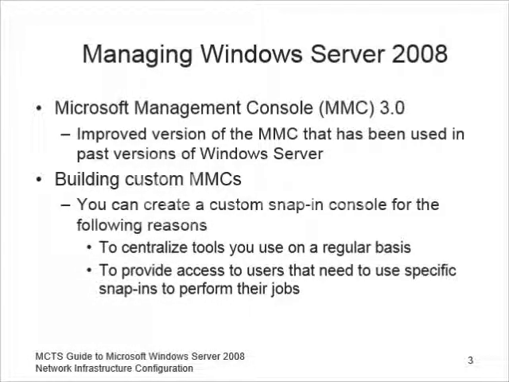The initial MMC lets you add snap-ins to an empty console as necessary using the add/remove snap-in command on the file menu. You can then use the add or remove snap-in window to select and add snap-ins. The window lists the available snap-ins on the left pane.